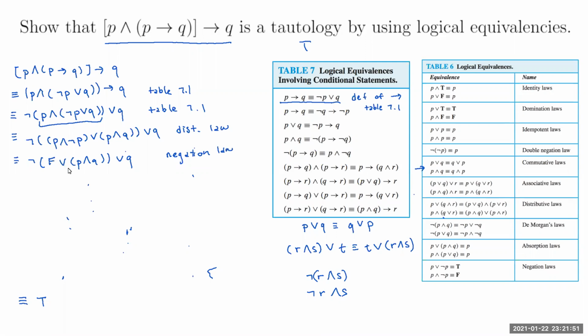Now we can again match laws over here. When we have P or false, that gives you back P. So right now we have false or (P and Q), and that matches. We can think of this P and Q part as that P here. So we can get rid of this false, and this becomes not (P and Q) or Q, and that's by the identity law.